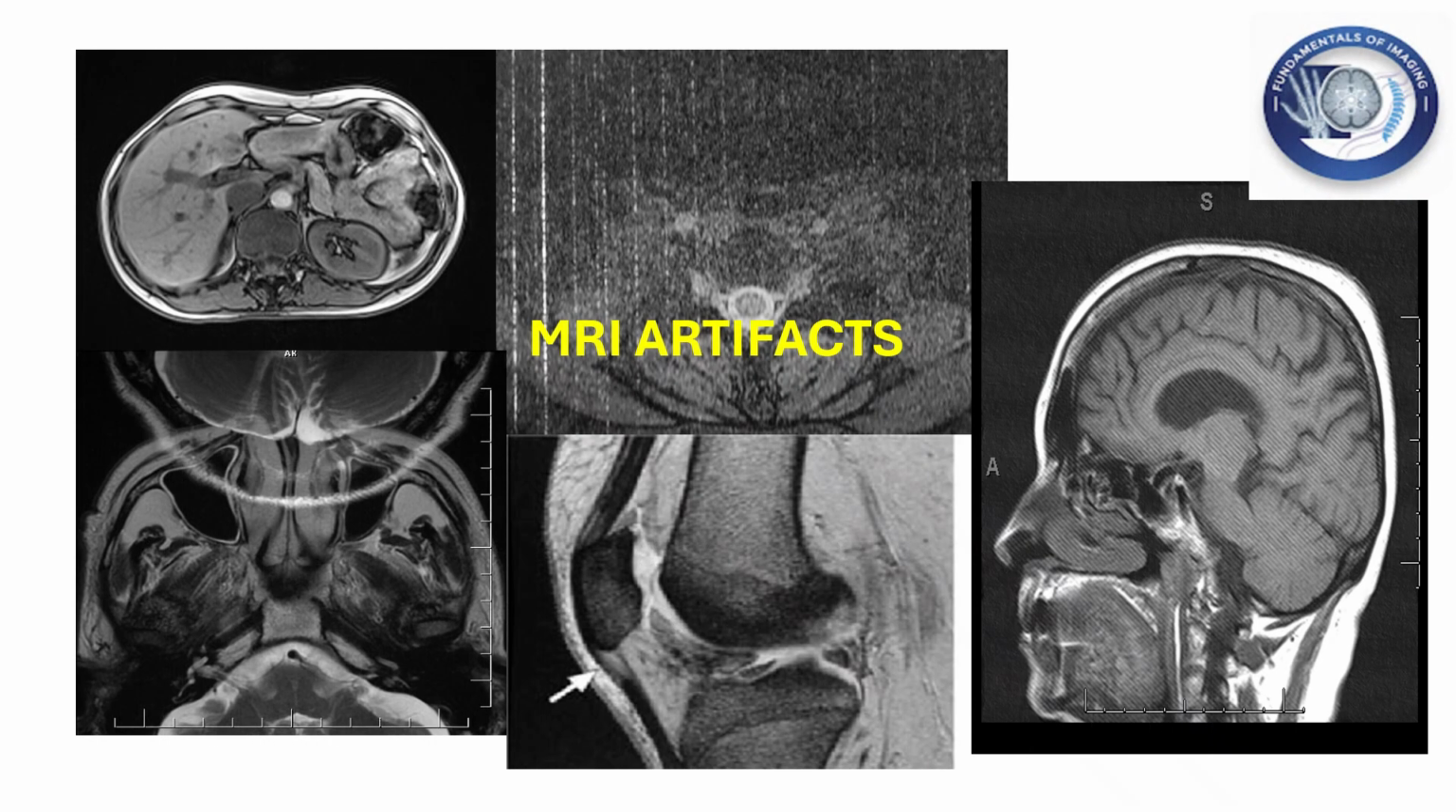MRI artifacts have distinct appearances on MRI, from ghosting and streaks to folded anatomy. Recognizing these patterns, understanding their causes, and applying solutions, including modern AI-based corrections, ensure accurate diagnosis and high-quality imaging.